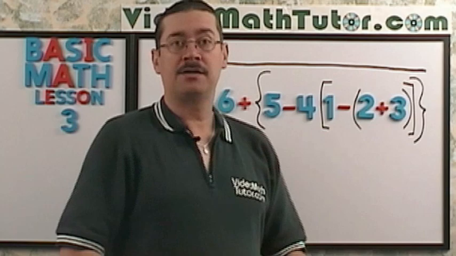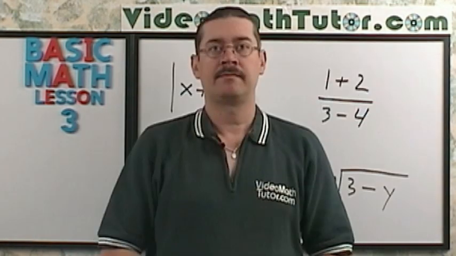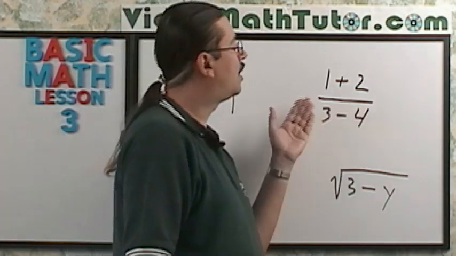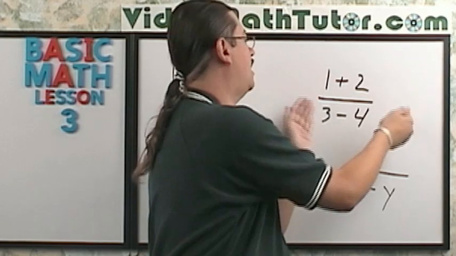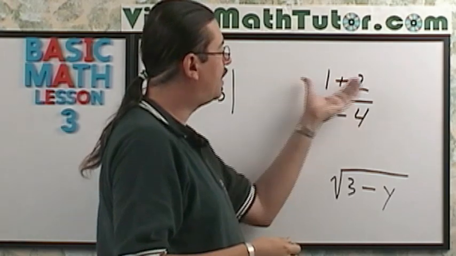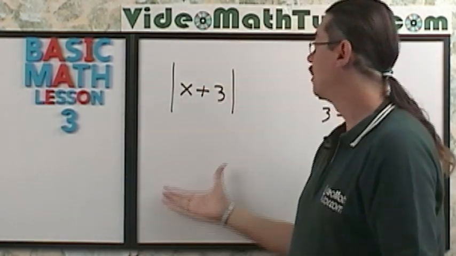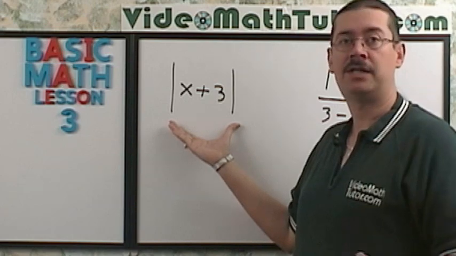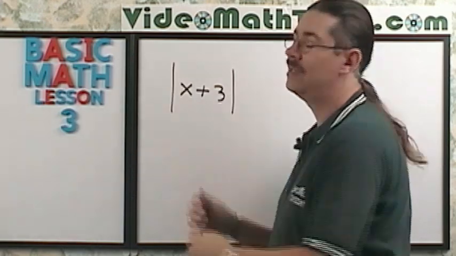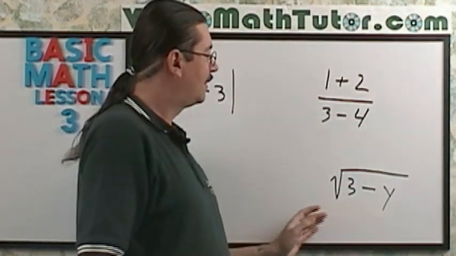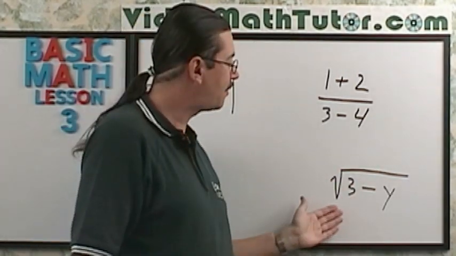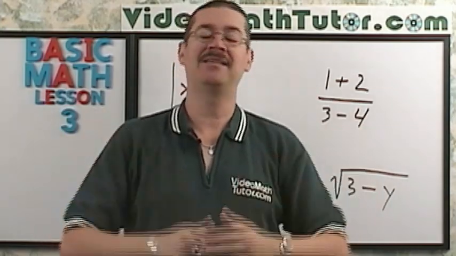Now let's take a look at some other examples of grouping symbols. First off, a fraction bar is used to encompass everything that's in the numerator on top and everything in the denominator on the bottom, and they're enclosed together. Implicitly, it's implied by the fraction bar. Another symbol that's used is the absolute value notation, the vertical bars. So here, I'm grouping together the x plus 3. Finally, radicals are used to encompass items. See here, the 3 minus y is enclosed inside the radical symbol.